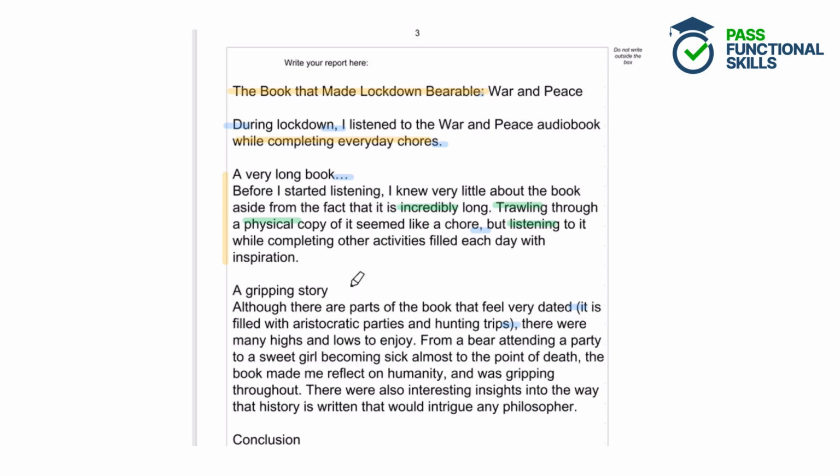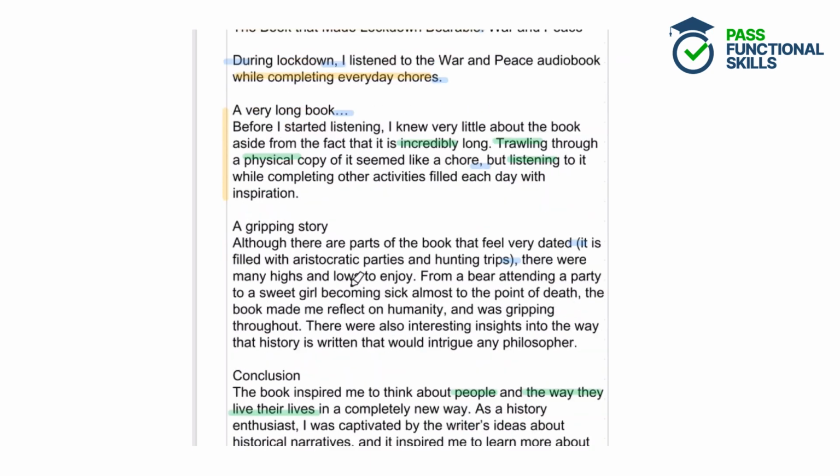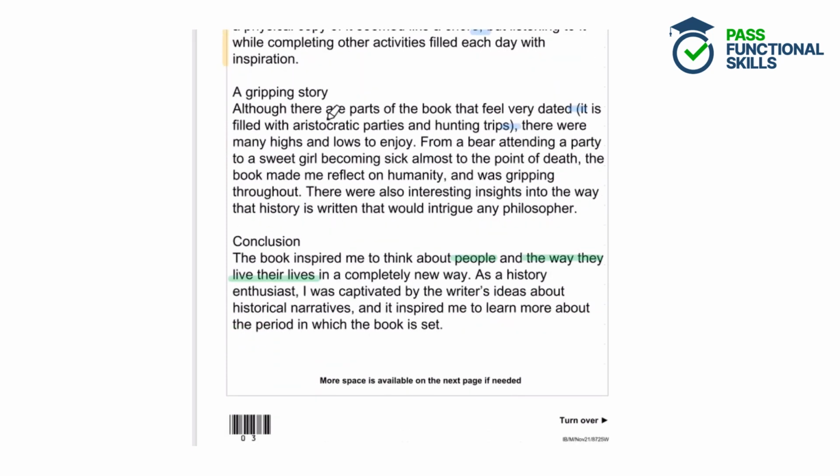And they've given additional details about what happens in the book and why they enjoyed it. So they explain a little bit about what happens here and then a little bit about why they enjoy it, especially in the conclusion here. And they are recommending the book to the reader quite persuasively.